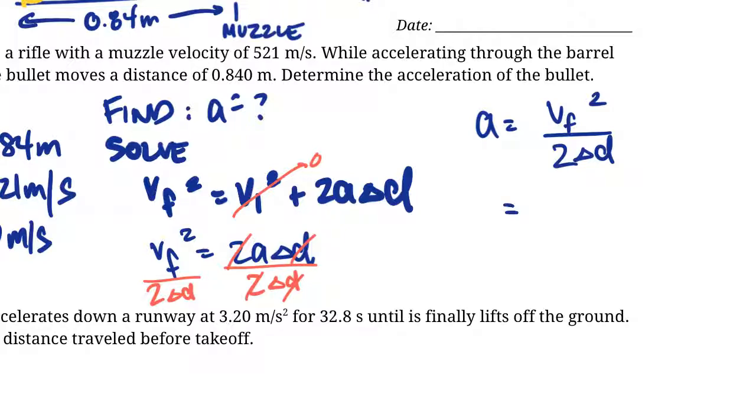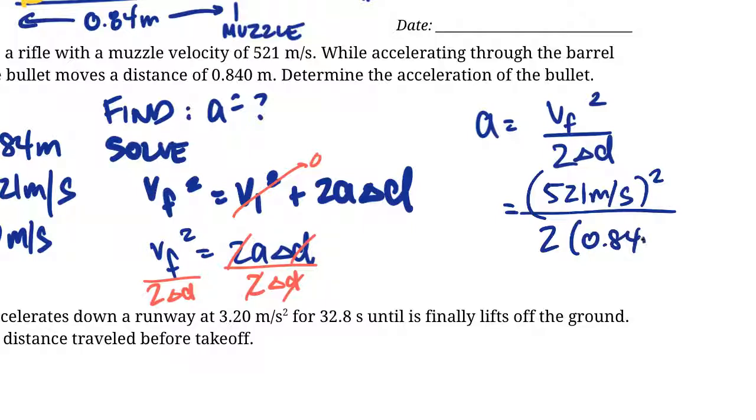Now we can just plug in our numbers. Our final velocity is 521 meters per second, and we're going to square that, all over 2 times 0.84 meters. When we do this on a calculator, it'll be 521 squared. Don't forget to square it. Divided by 2 and 0.84. I get 161,572. And it's an acceleration, so we assume meters per second squared.